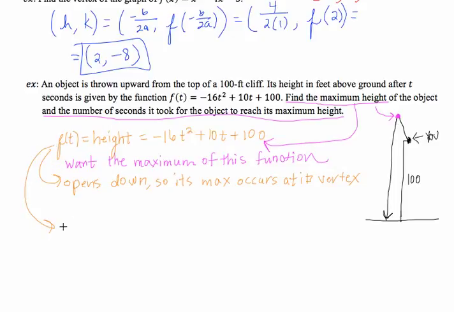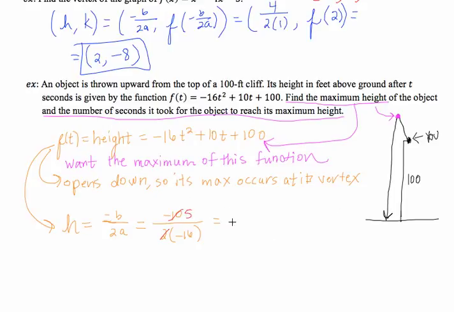Well, we have a shortcut for that. The vertex occurs at h equals negative b over 2a, comma, f of h. Okay, negative b over 2a in this case, negative b would be negative 10, over 2a. A is negative 16. So we get 10. Actually, let's simplify before I do that. Before I multiply that out and then try to resimplify, let's just simplify it now. 10 over 2 is equivalent to 5 over 1.